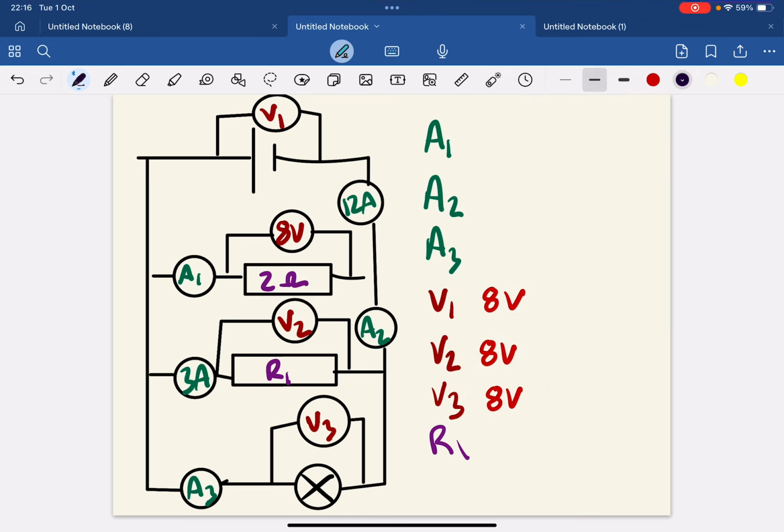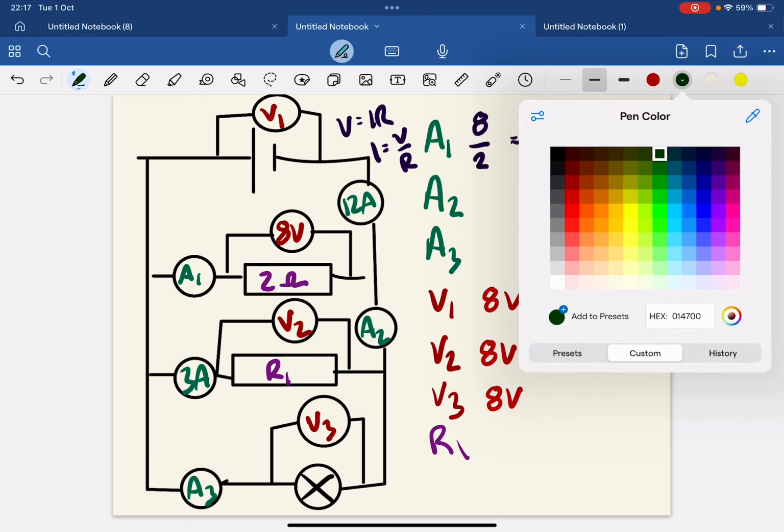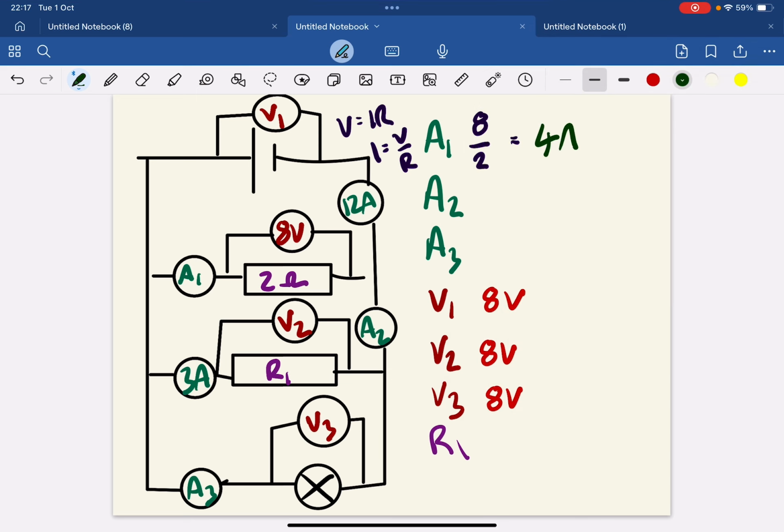So we need to use and think about the calculation V equals IR again. We want to work out the current, so again we need to rearrange it, so it's current equals potential difference divided by resistance. So for A1, our potential difference is 8, our resistance is 2. 8 divided by 2 is equal to 4 amps. So A1 is 4 amps. So we have 4 amps at this point here.